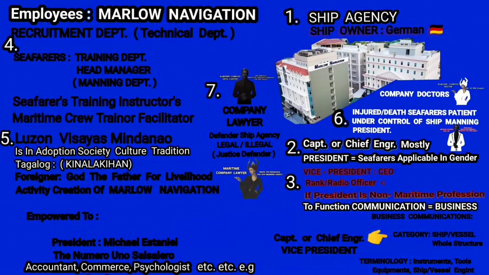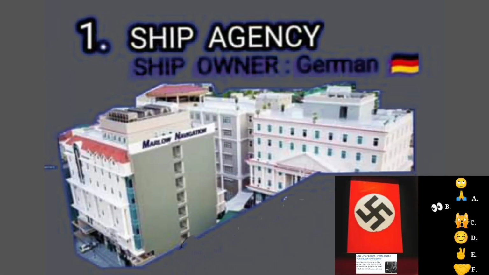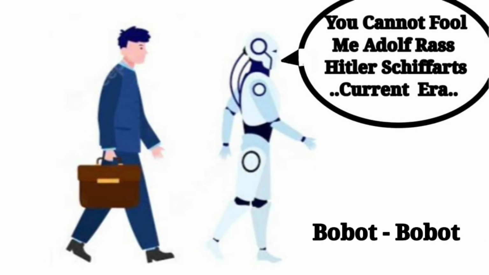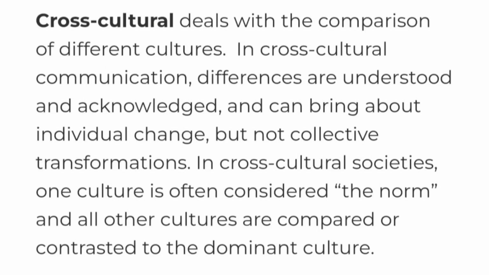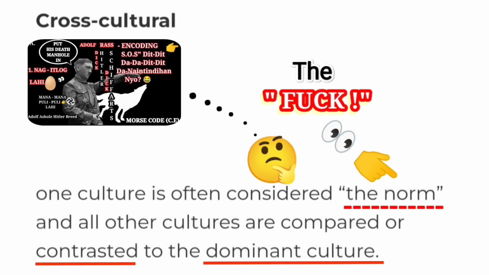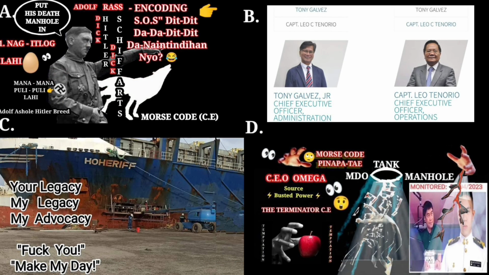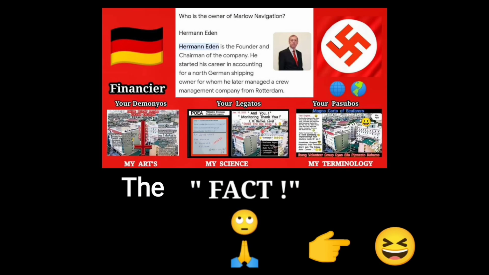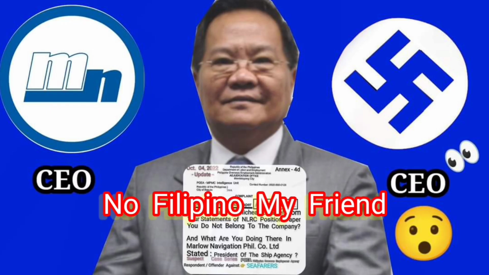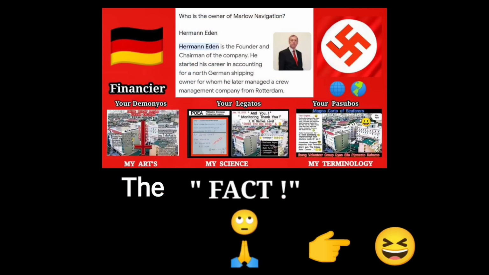The highest degree can bring about individual change in the cultural society of the company, but not a total collective transformation. Bakit? Ikaw ba ay robot? Ikaw ba ay hayop? In cross-cultural societies, one culture is often considered the norm, and all other cultures are compared or contrasted to the dominant culture. In this situation, who is the dayuhan, the foreigner, in your own country? Sino po ang masusunod dapat po dyan? The dominant culture, Filipino-Philippines, or the foreigner in the Philippines?